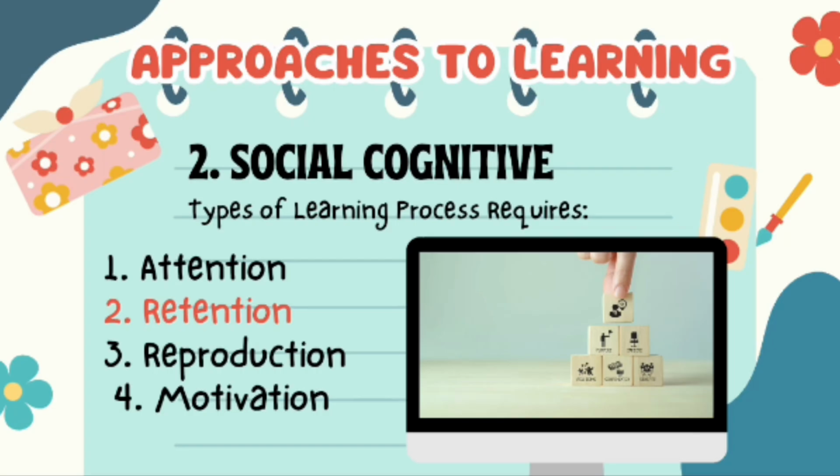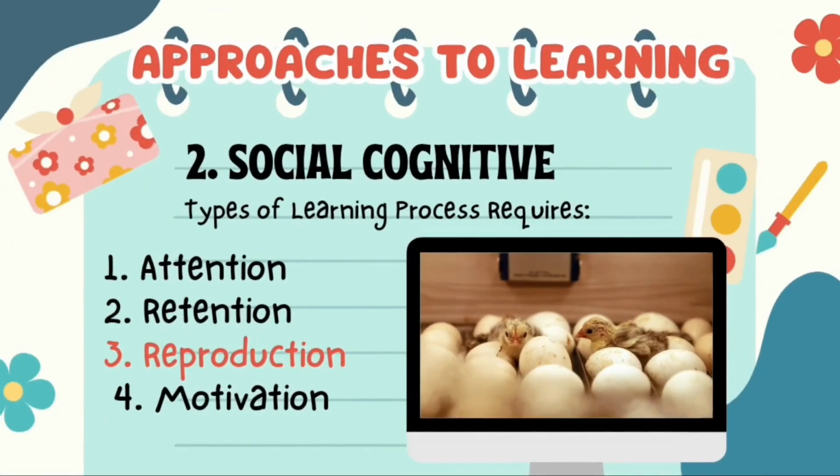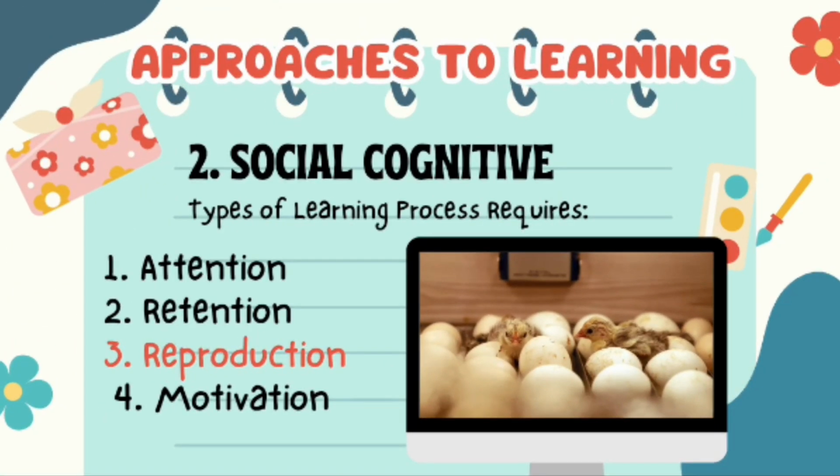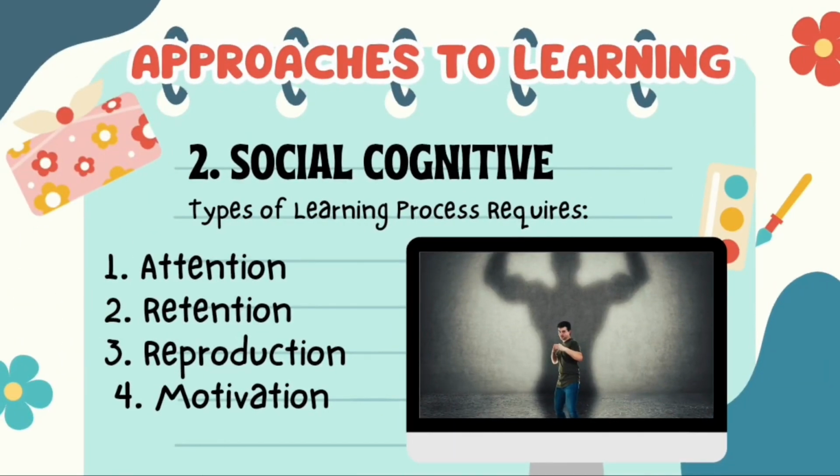The next one is reproduction. They should be able to perform the behavior. So for example, ang teacher nag-discuss and then na-remember sa student ang gidiscuss sa teacher, then the student will be able to perform the discussed lessons of the teacher. The next one is motivation. They must be encouraged either through rewards or goals. So, dapat na-adjust motivation ang students to learn.